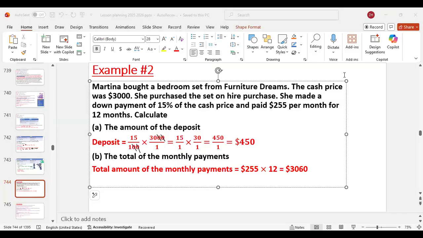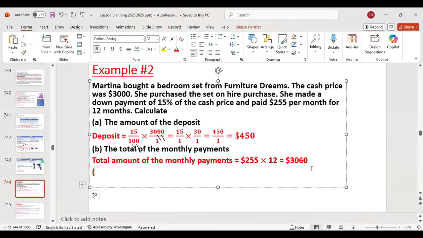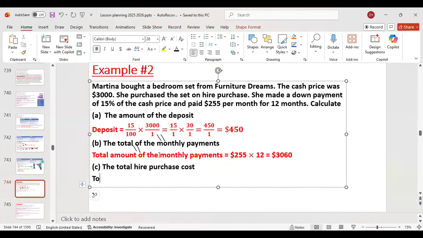Okay, good. Now the next thing we're going to do is part C. We want to figure out what the total hire purchase cost is. So what is the total hire purchase cost, y'all think?